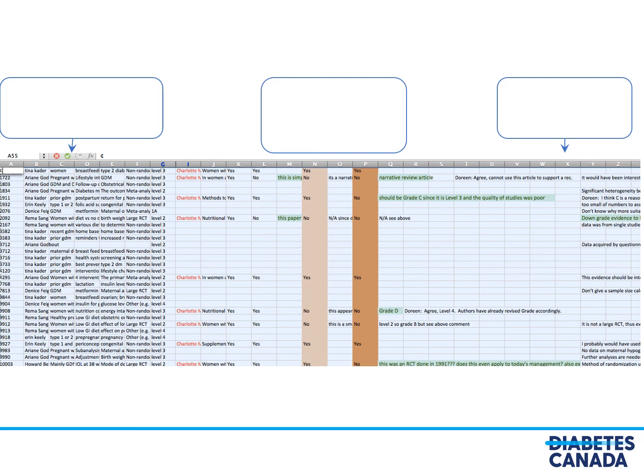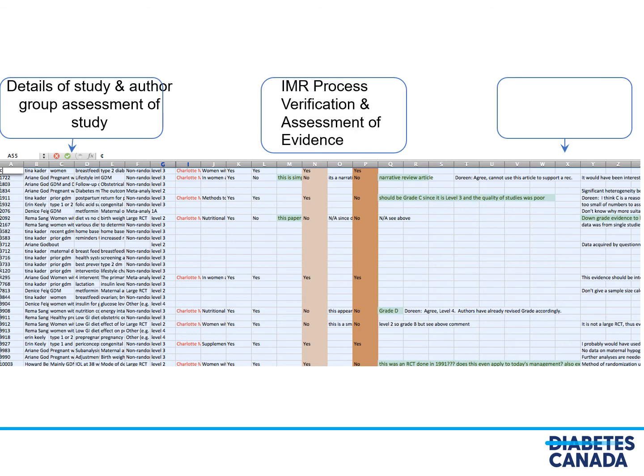And this slide demonstrates some of the reporting that was available. Details of study and author group assessment of each study was outlined. The IMR process, verification, and assessment of the evidence was outlined. And detailed reviewer comments were also provided to contextualize what was actually concerning or discordant between the chapter's grading of the evidence and the IMR grading of evidence.